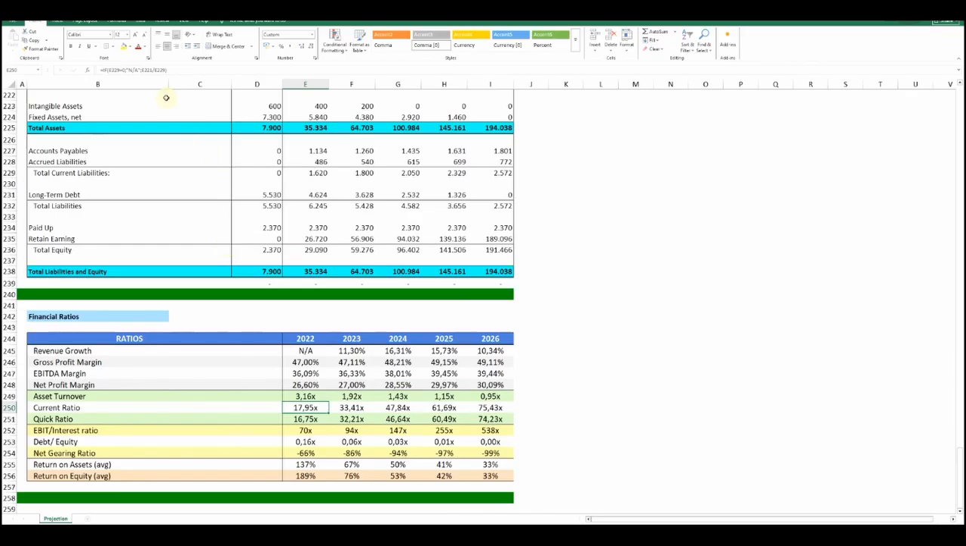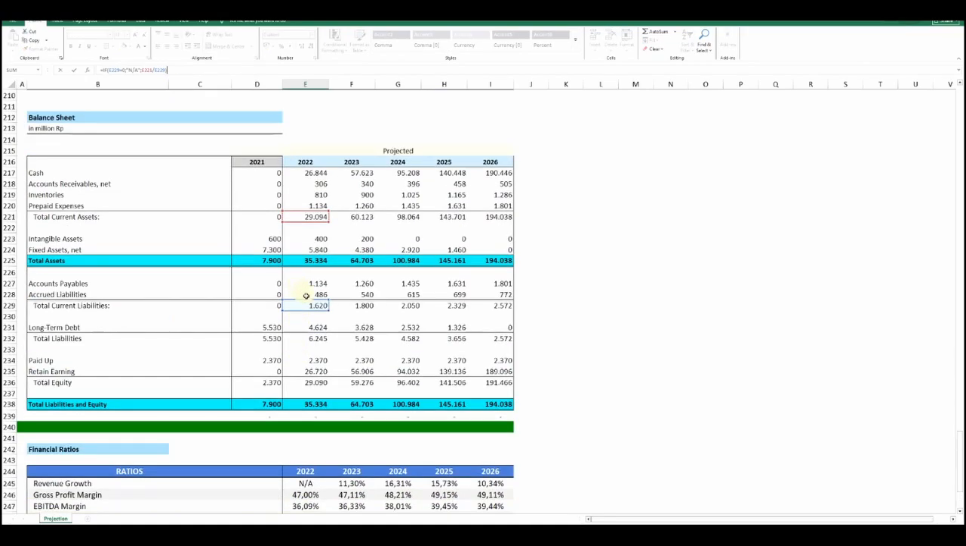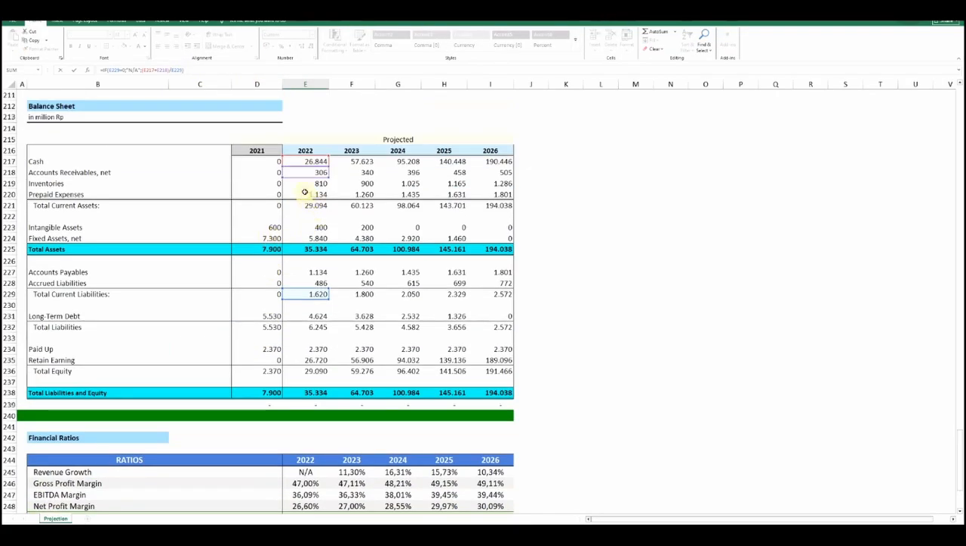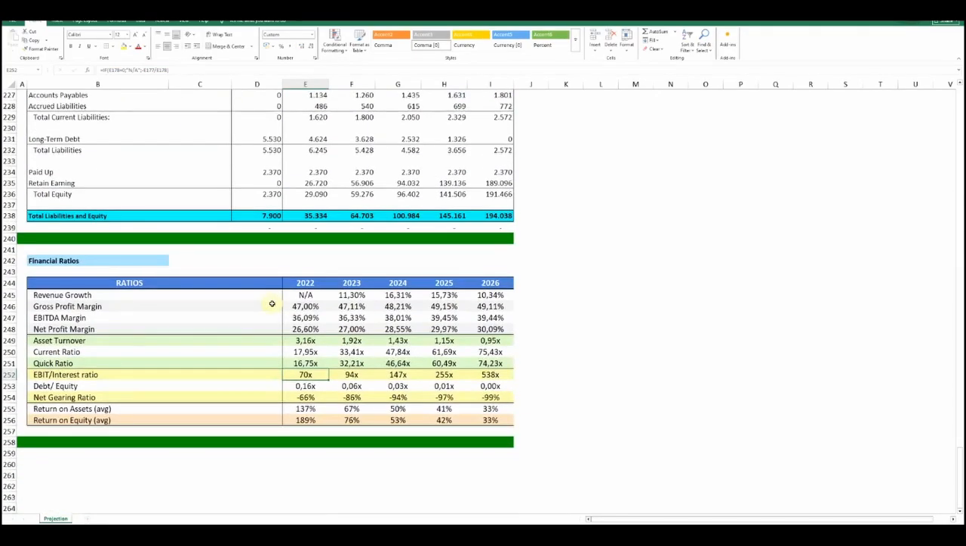Next, there's the current ratio and quick ratio. Both are used to see how well current assets can cover current liabilities. If the value is low or below zero, it means the company might struggle to meet its current obligations and could go bankrupt at any time. The current ratio looks at all current assets, while the quick ratio only counts assets that can quickly be turned into cash, like cash itself and accounts receivable.